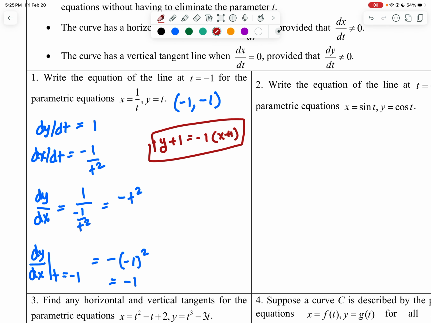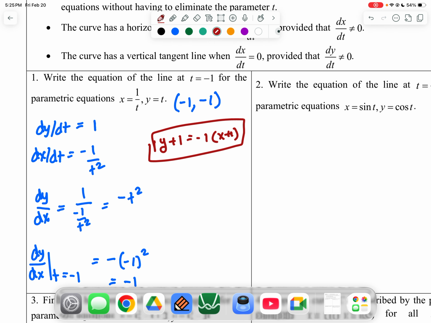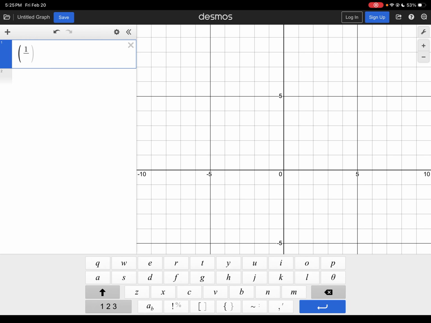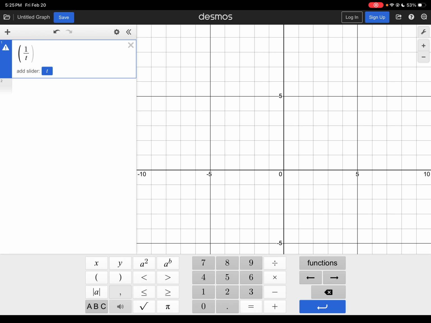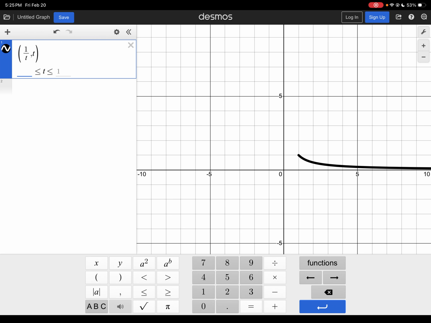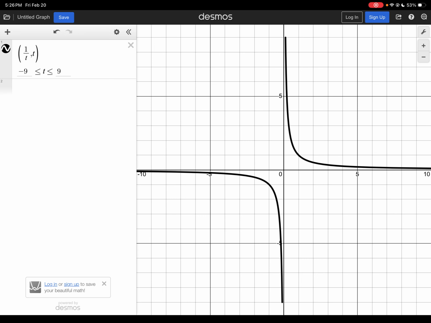All right, so here's what we're going to do. I am going to put this on Desmos so that you guys can visually see it. This one's 1 over t, comma t. And once you do that, we get this lovely parametric equation right here. We did see that t was equal to -1, so I'm going to move this so that it's like -3 to 3. And you can see that, actually let's do -9 to 9, so that you can actually see it. And you can see that, hey, it looks like our reciprocal function of 1 over x, or 1 over t.